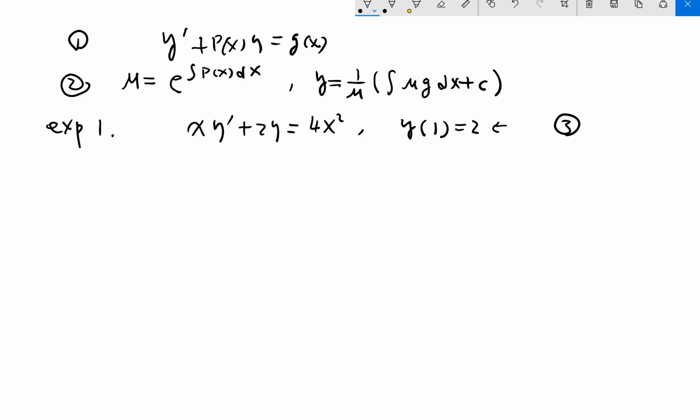Now, is equation 3 a linear equation? The answer is yes. So if it is a linear equation, then we can use formula 2 to solve it. The most important step is to identify the right p(x) and g(x). So what is p(x) here for example 1? You would think it's 2? No, it's not. If you want to write equation 3 in the form of equation 1, then we need to divide by x on both sides. So we got this.